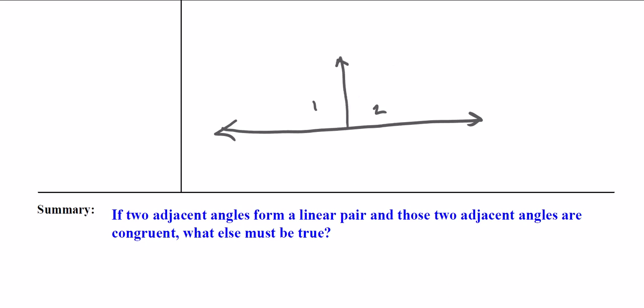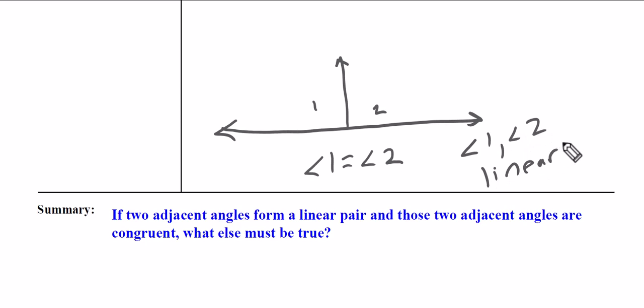What if we had this linear pair? So what if we said angle 1 is equal to angle 2, and we're also saying that angle 1 and angle 2 are a linear pair? You would recall by the linear pair postulate that angle 1 plus angle 2 would be equal to 180 degrees. Now, if angle 1 and angle 2 were the same, what must be true? Feel free to write down words or even do a proof if you'd like.